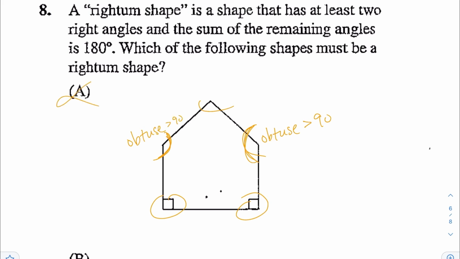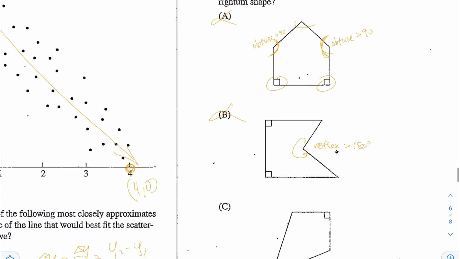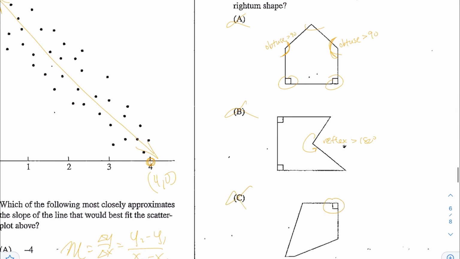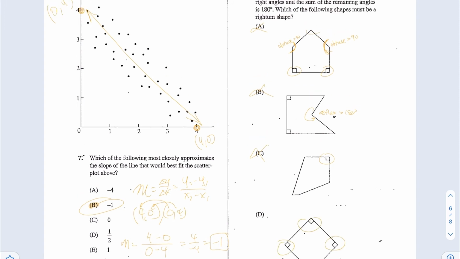So A is wrong. For choice B, this is a reflex angle, so this is actually greater than 180 degrees, so B can't be it. For choice C, you only have 1 right angle, so that's wrong. You need 2. Then for choice D, you have 3 right angles, which you actually could have because you have at least 2. 3 is at least 2. However, it suffers the same problem as choice A. You have 2 obtuse angles.